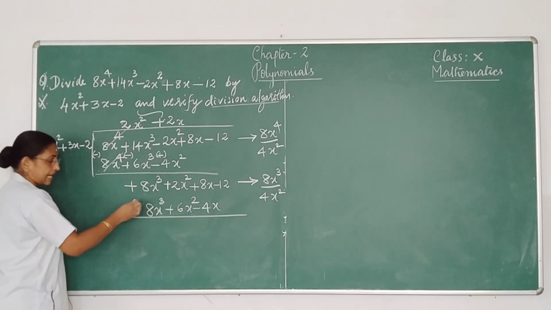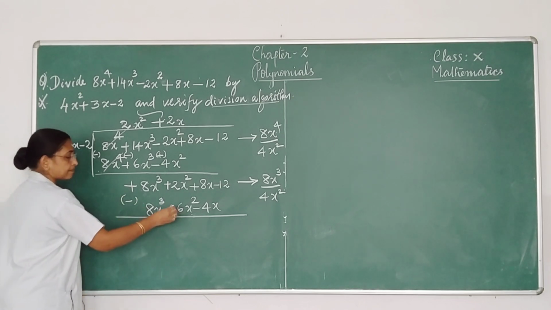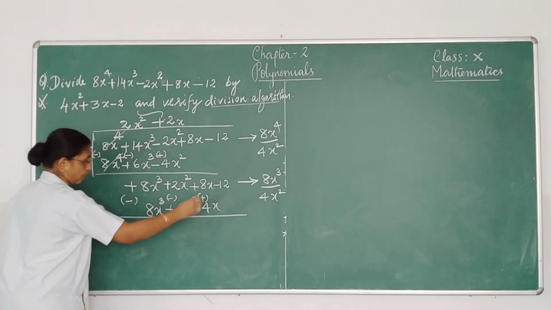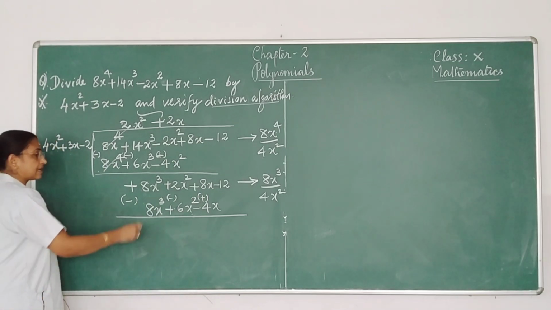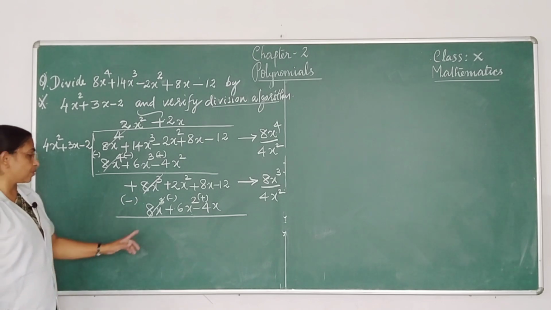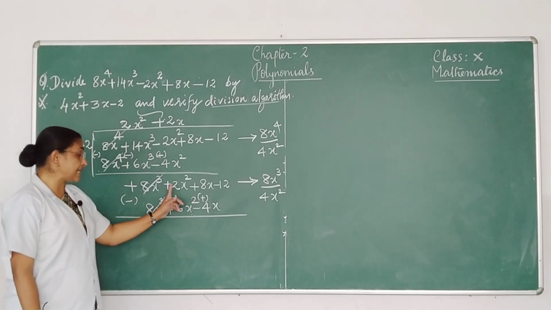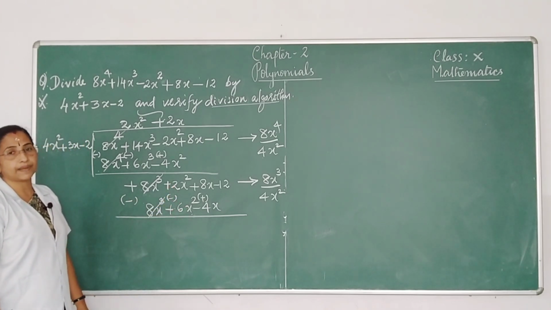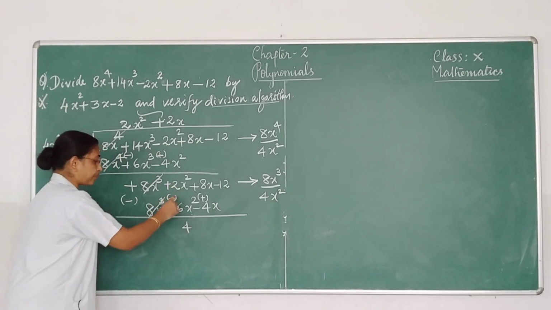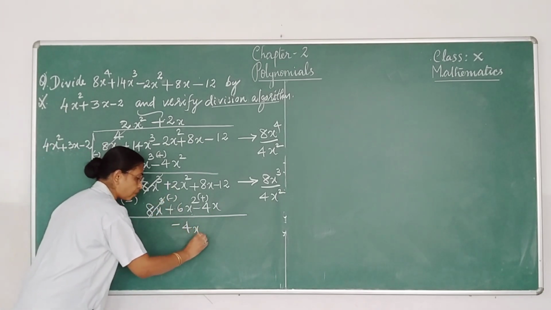Now plus 8 becomes minus 8, plus 6 becomes minus 6, minus 4 becomes plus 4. So that plus 8x cube minus 8x cube get cancelled. What is the sign now? Plus 2 minus 6. Different sign. Subtract 4 and put the sign of the larger one. Minus 4x square.